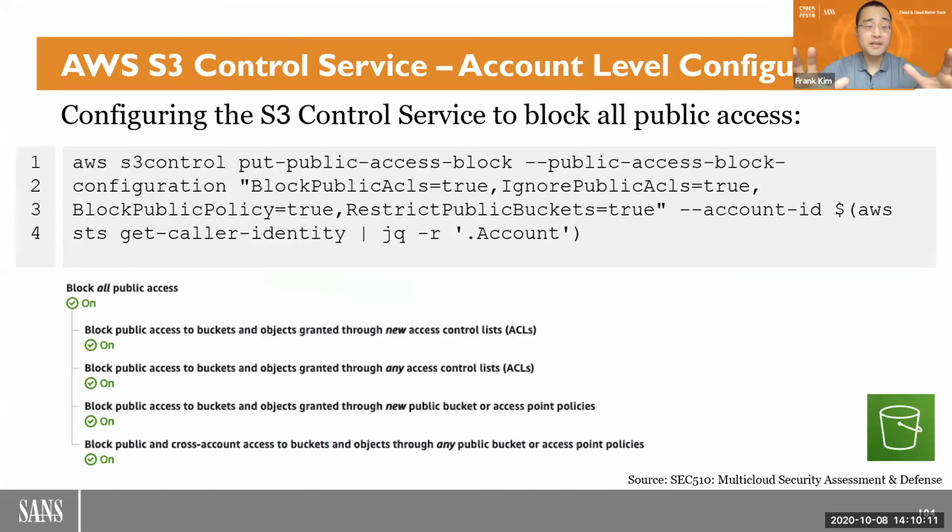The cool thing, though, is that AWS has instituted an additional account level control of S3 buckets to block all public access. By simply running a command like this, you can see that now all of the S3 buckets, unless you specifically configure a specific bucket to have public access, by default, all of the S3 buckets in your account are going to have public access blocked like we see down here at the bottom.